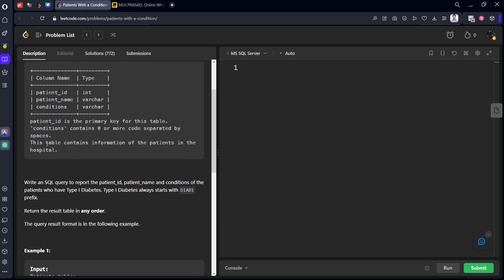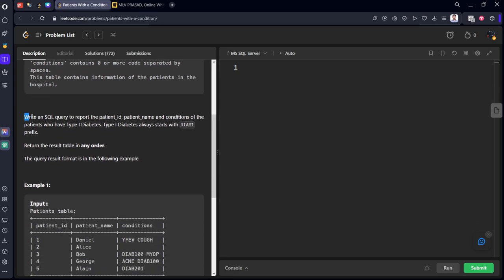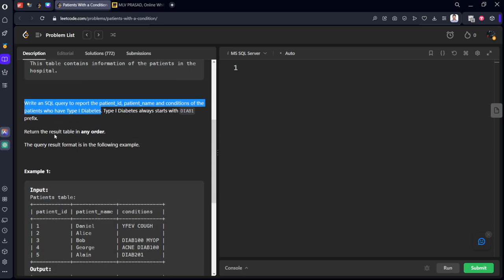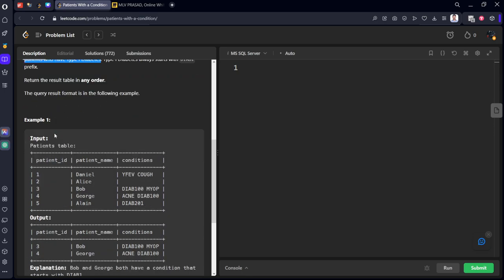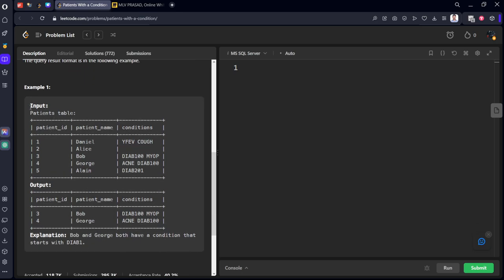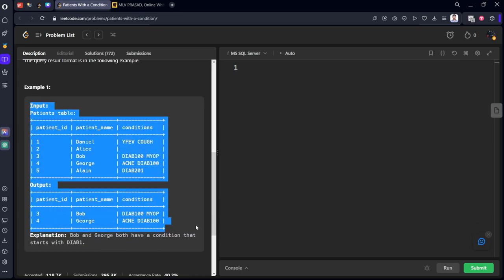This table contains information of the patients. Okay, the description they have given: write an SQL query to report the patient ID, patient name and condition of the patients who have type 1 diabetes. Type 1 diabetes always starts with the DIAB1 prefix. Return the table in any order. They have given some input table.